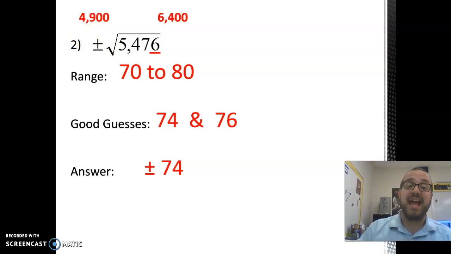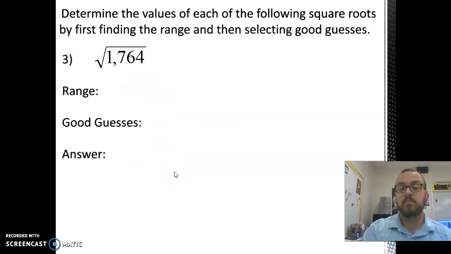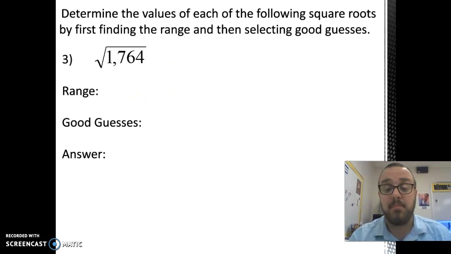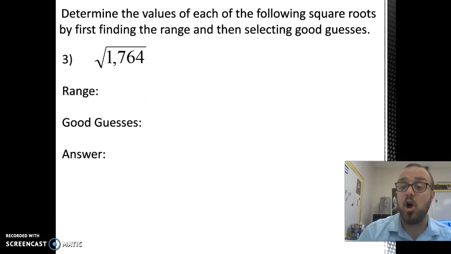Okay, so once again, we're figuring out these bigger perfect squares that fit around this number. We're saying, all right, here's what their square roots are. Because it ends in a 6, it either has to end in a 4 or 6, because those are the things that multiply and give me 6. And then it's closer to 4,900, which square root was 70. 74 is closer to 70. It must be 74. I want you all to go ahead and pause the video and try this one on your own, and then we'll meet back and we'll talk about it. So go ahead and try this one, see if you can come up with your range, your good guesses, and your answer.